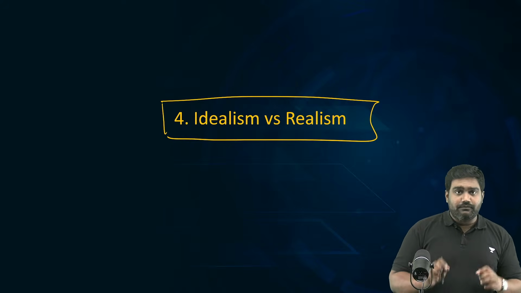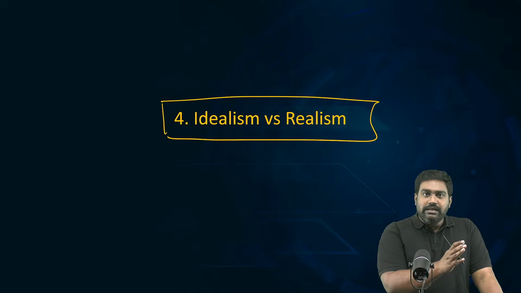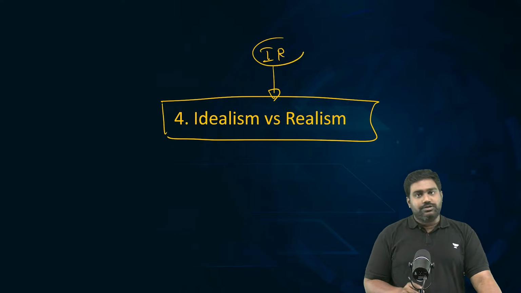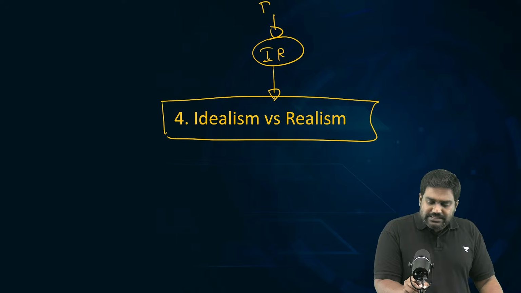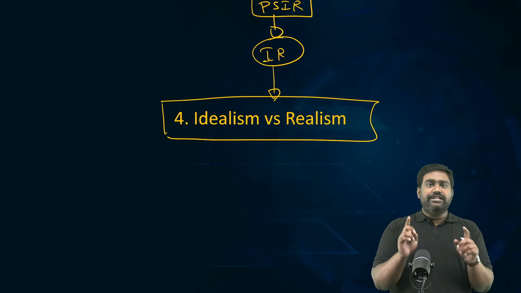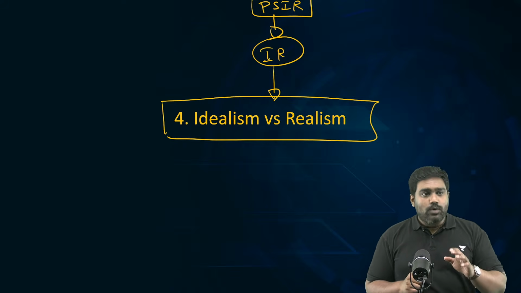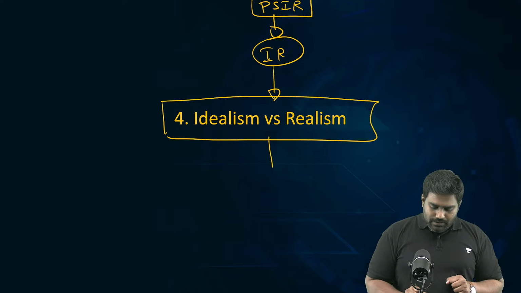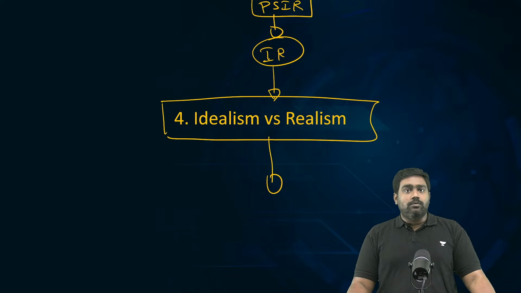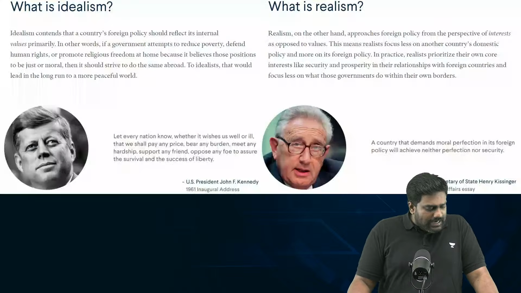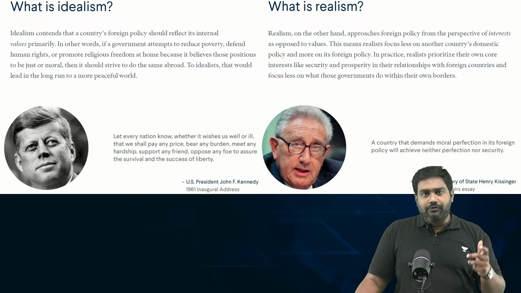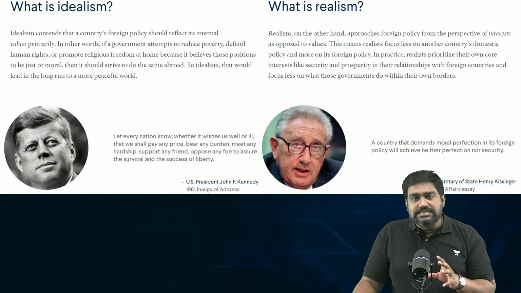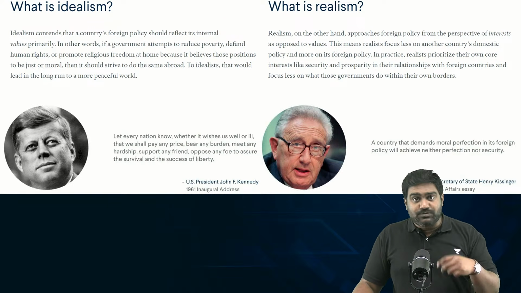Now, coming to the next topic, very, very interesting topic, idealism versus realism. See, in the world of international relations, in the world of PSIR, there are two distinct schools of thought. You have the idealist school of thought and the realist school of thought. Both are completely different, almost diametrically opposite. So let's understand, what do you mean by idealism in foreign policy and what do you mean by realism in foreign policy? It's a very simple concept, but you should be able to break it down, explain this, and give examples to it.